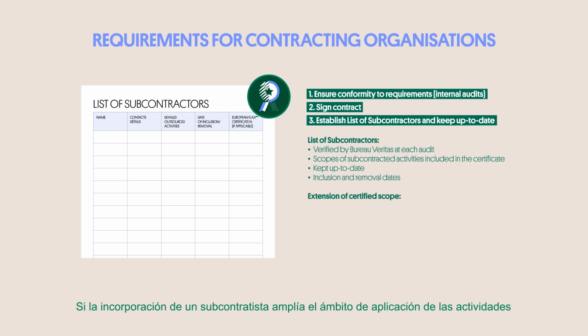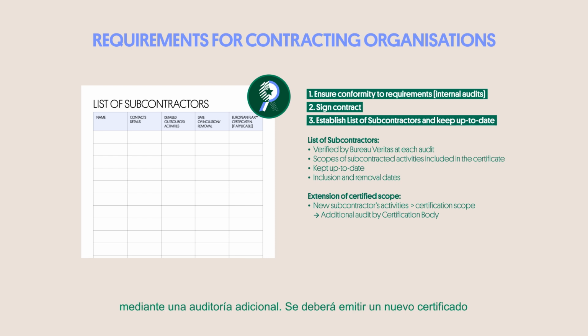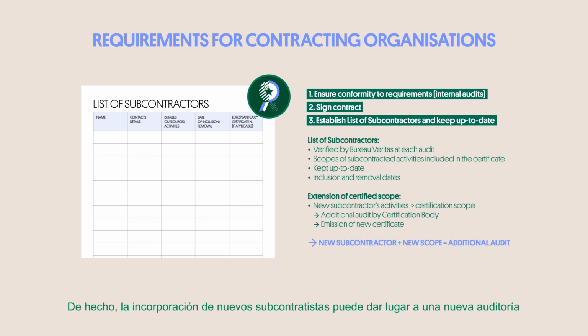If adding a subcontractor to the list extends the scope of activities for which the contracting organization is certified, then the new scope shall be validated by the certification body through an additional audit. A new certificate, including the updated scope of activities, shall be emitted. That's right, the addition of new subcontractors can lead to a new audit at the organization's expense, so we advise to add them at the time of your surveillance or renewal audits.